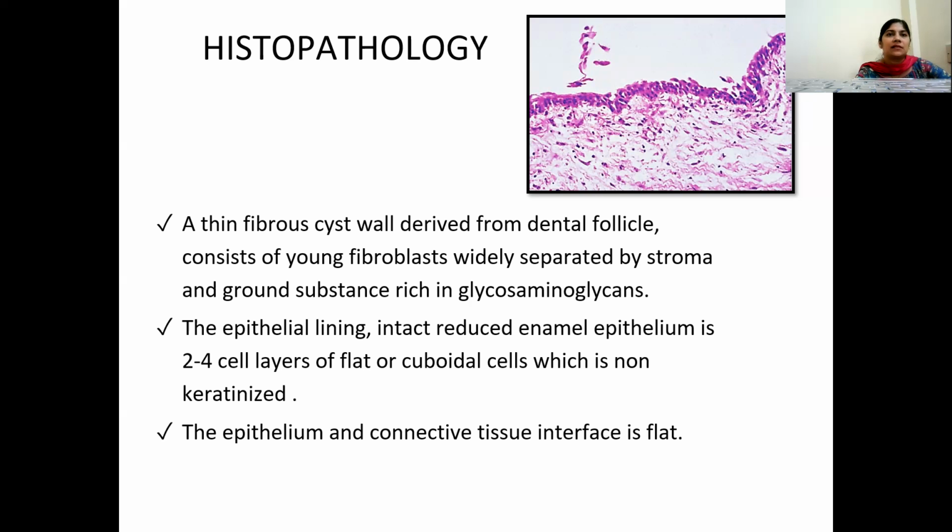A thin fibrous cystic wall derived from the dental follicle consists of myxoid fibroblasts, and it is separated by stroma and ground substance. The epithelial lining is intact, reduced epithelium with 3 to 4 layers of flat or cuboidal cells. The epithelium and the connective tissue interface is flat.